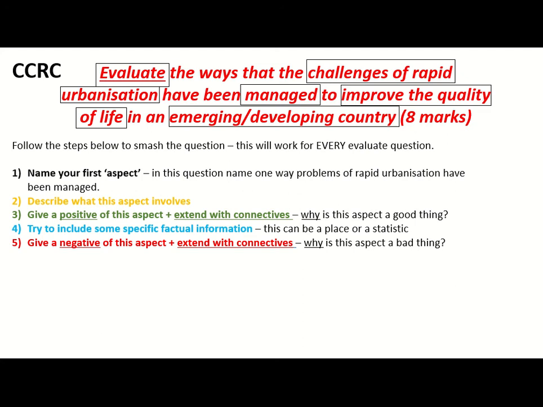Then, because you're evaluating, and you haven't really evaluated something unless you've given the positive and the negative, give a negative of that aspect, that management strategy, and again, try and extend it with specific factual information.